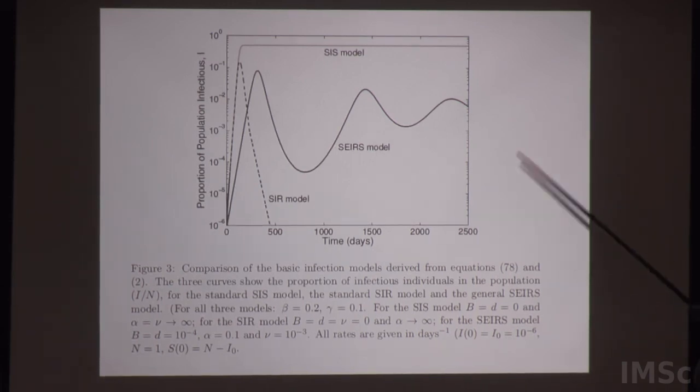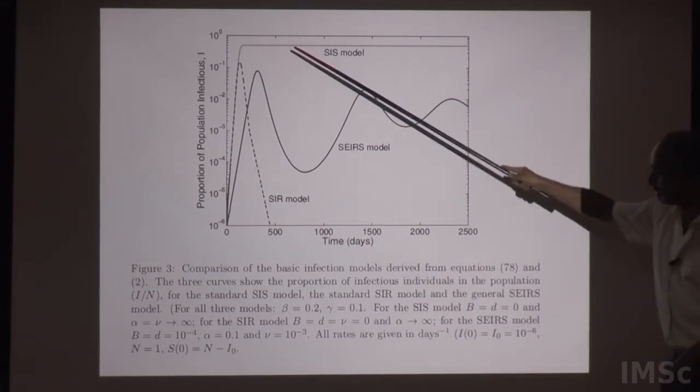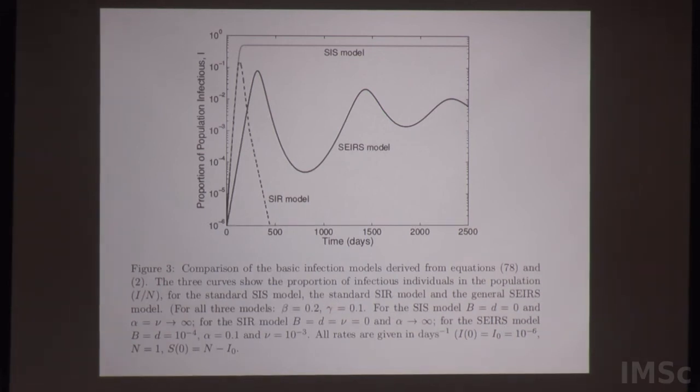So the SEIRS model again has an oscillatory approach to the endemic equilibrium. The SIR model, of course, as we showed, came straight down over here, and was uninteresting from that point of view. And the SIS model, you pretty much fall sick, and then you stay there.